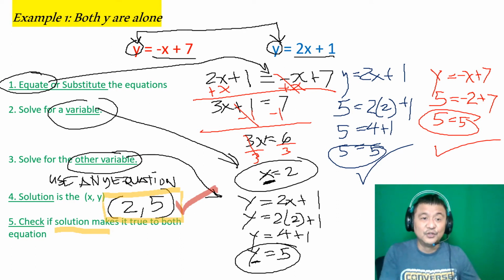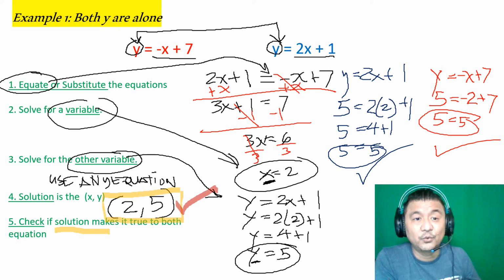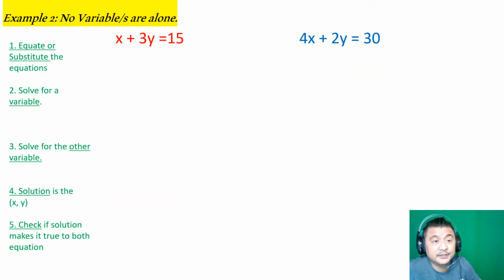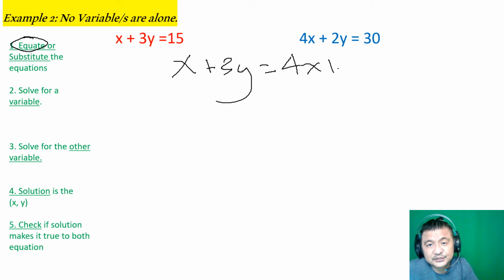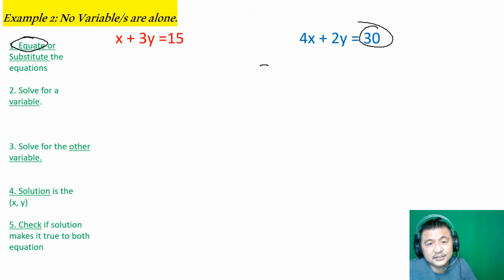See, that's how you do systems of equations by substitution, by equating them. Okay, initially you want to equate them, make them equal, just like the previous one. x plus 3y is equal to 4x plus 2y. But you can't do that. Why? Because look, the one is equal to 30, the other one is equal to 15. They're not equal to each other. So they cannot be equal. So we cannot use the previous method. Therefore, we will use the substitution method. All right? So we will use the substitution here.